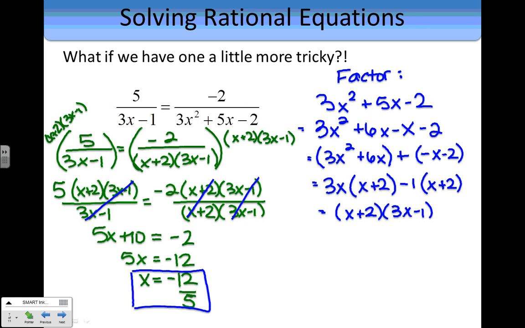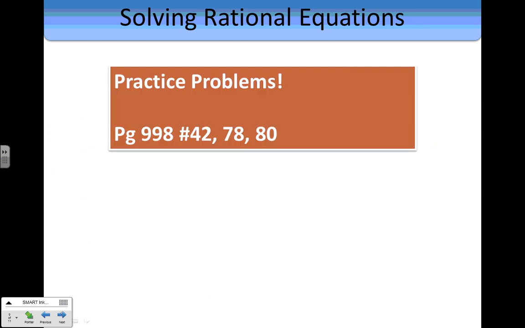All right. So go ahead and after doing those 3 problems together, you have 3 practice problems to do before coming to class next time. So 42, 78, and 80, do those in your notes on page 998, and then we will talk about those in your groups, but I will check those off when you come to class next time.